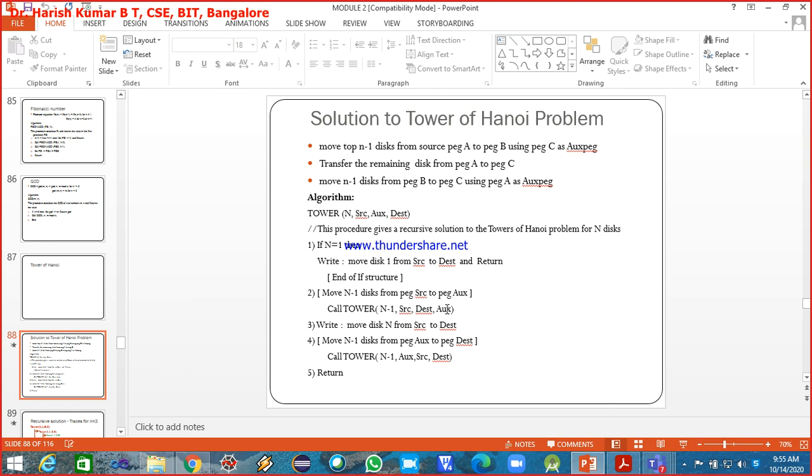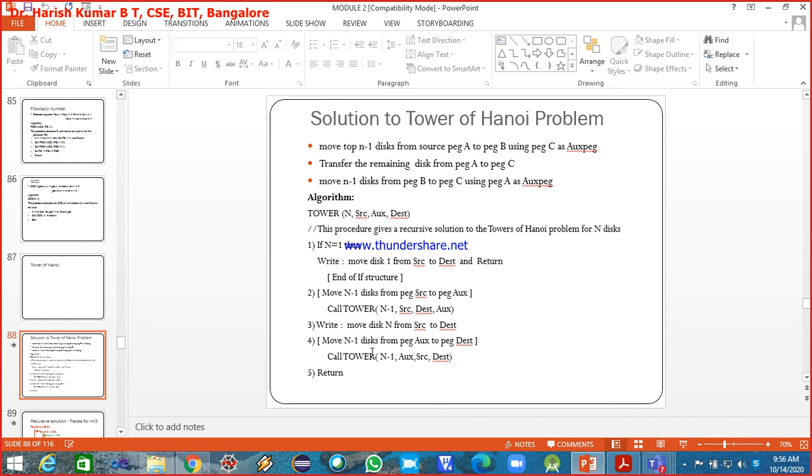Shifting them to the auxiliary peg, that is B, using C as temporary. So the n minus 1 disks from the source get shifted to the auxiliary peg using the destination as temporary. And once you shift the n minus 1 disks from the source to the auxiliary peg, you have the last disk, the nth disk, on the source peg, and you can move it to the destination.